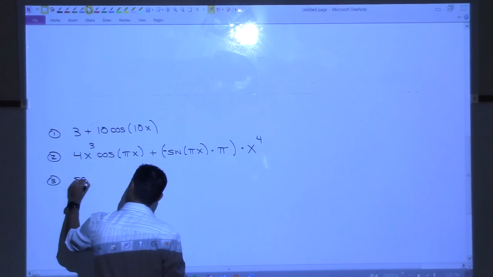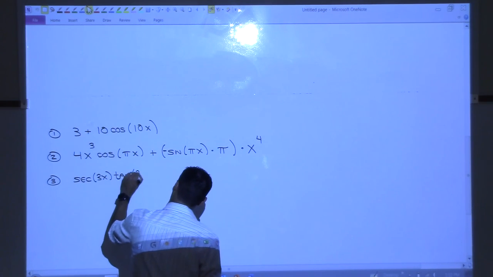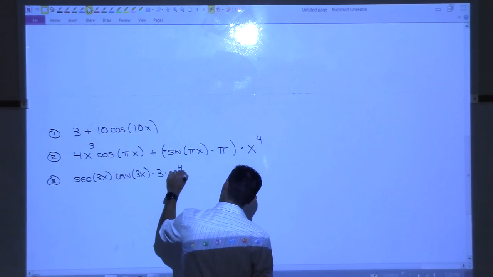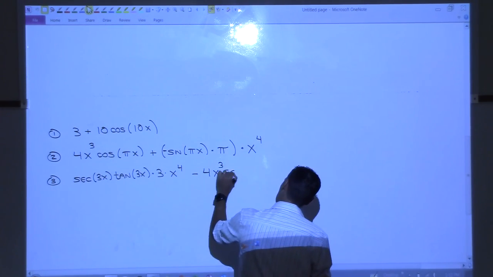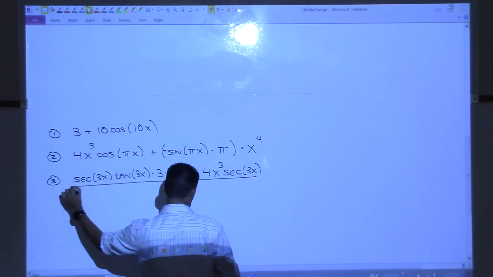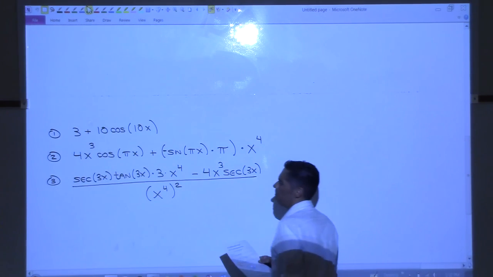should be secant of 3x, tangent of 3x, times 3 times x to the 4th minus 4x cubed times secant of 3x all over x to the 4th squared, which is x to the 8th.